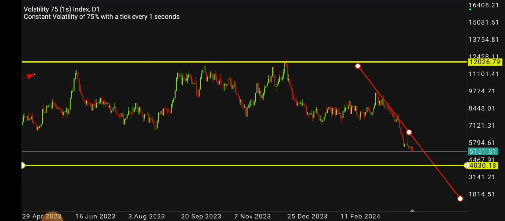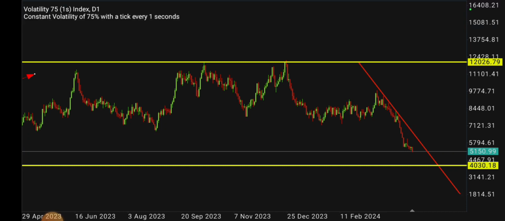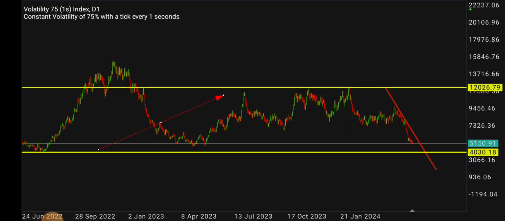The market is actually on a downtrend, so we're expecting this market to keep coming down, except this downtrend is going to be violated. When I say violated, I'm talking about the market breaking this trend line. But for now, you can see clearly that the market is still respecting our line.